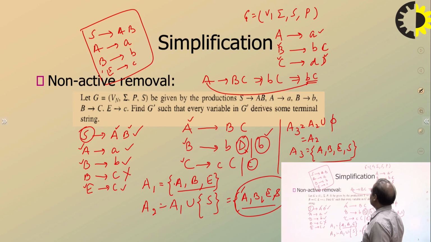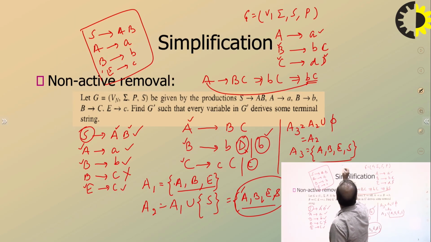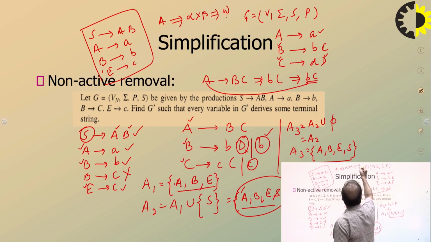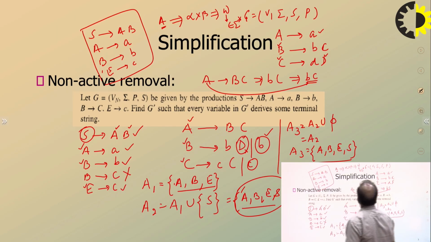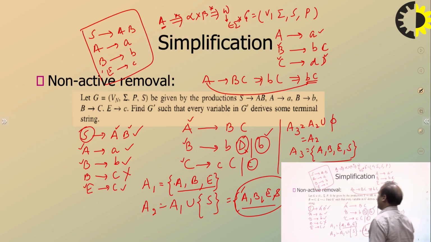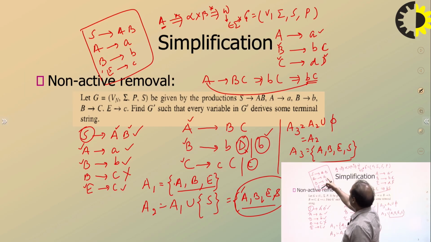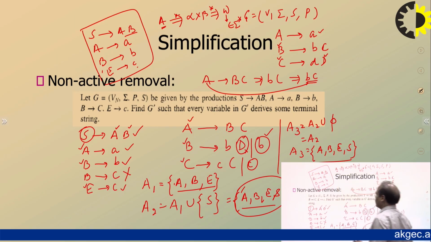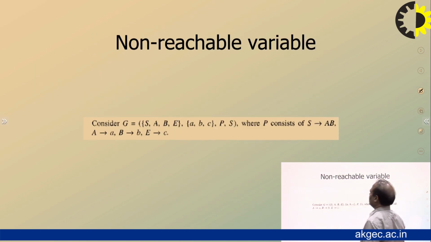So let's summarize it. If you are talking about CFG, a variable is active if it can derive alpha x beta, and ultimately this can derive W, where W belongs to sigma star. In this situation, A is active only if it has the capability to derive a terminal string in one or more than one step. Otherwise, the variable will become a non-active variable. Clear? So this is the grammar. S goes to AB, A goes to small a, B goes to small b, capital E goes to small c. This has no non-active variable, right?